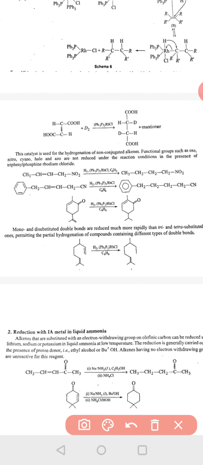This is another example of Wilkinson's catalyst. Syn addition is shown by catalytic reduction of maleic acid. This is maleic acid and we are adding deuterium to maleic acid in the presence of Wilkinson's catalyst. This gives meso dideuterated succinic acid.